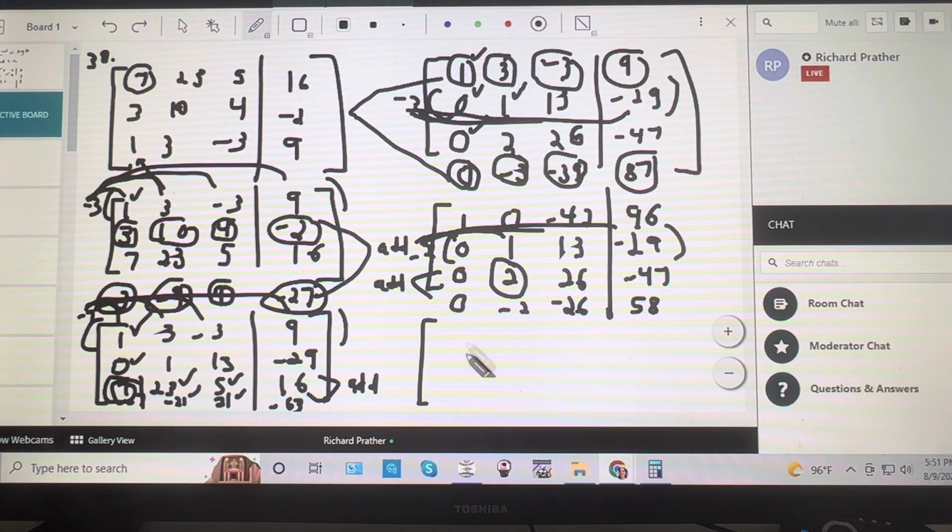0 plus 0 is 0. 2 minus 2 is 0. Now we got a little lucky here. 26 minus 26 is 0. And then negative 47 plus 58 is 11. Rewrite the first two rows.